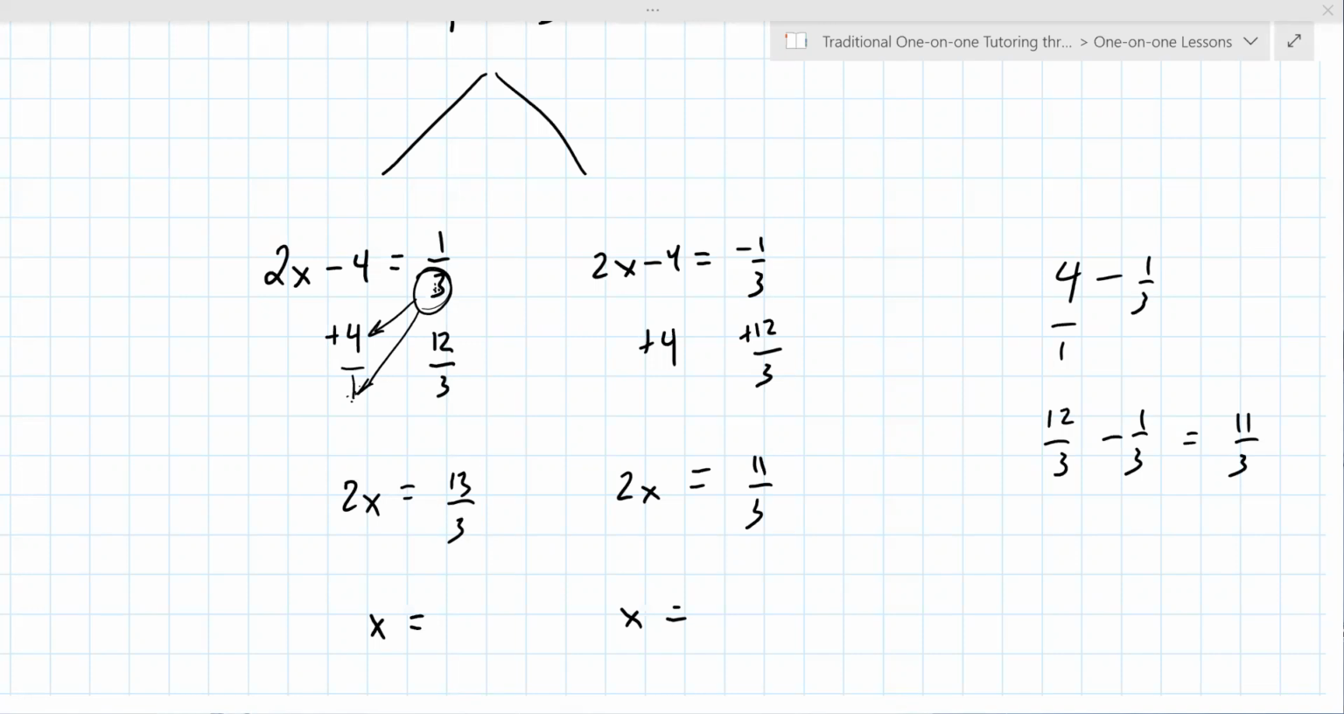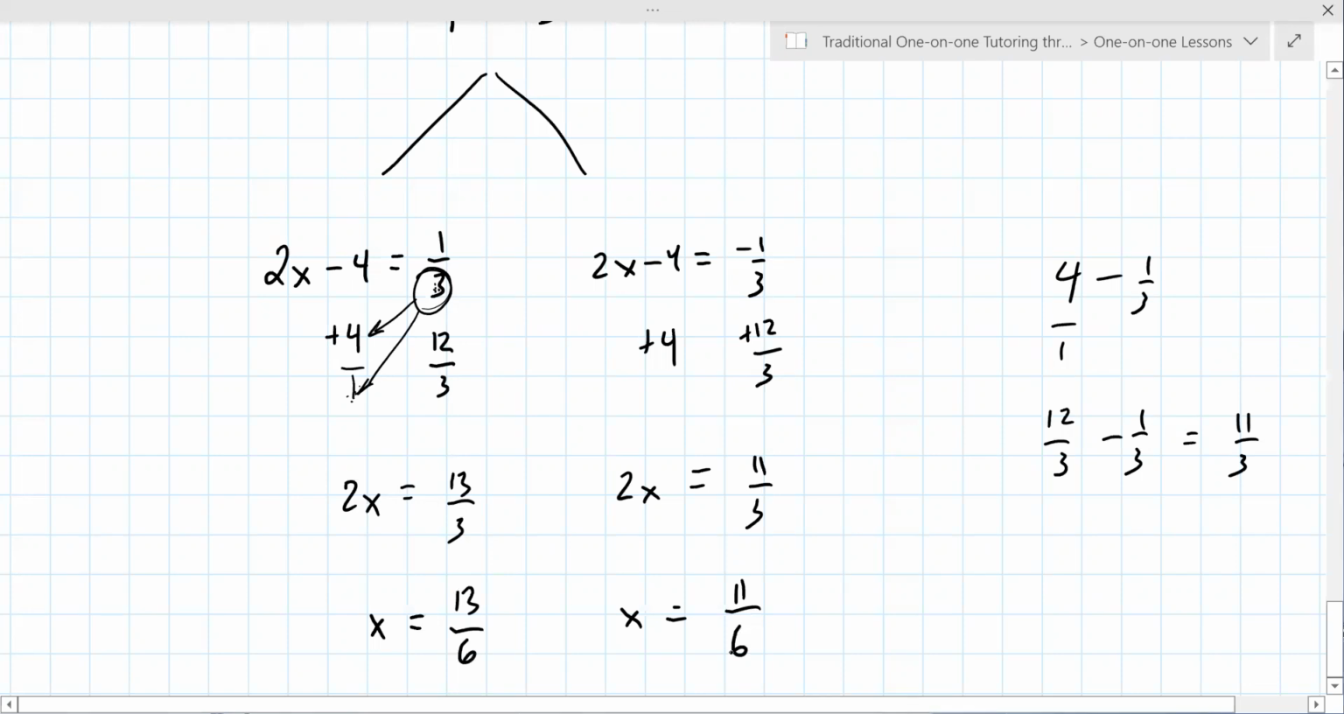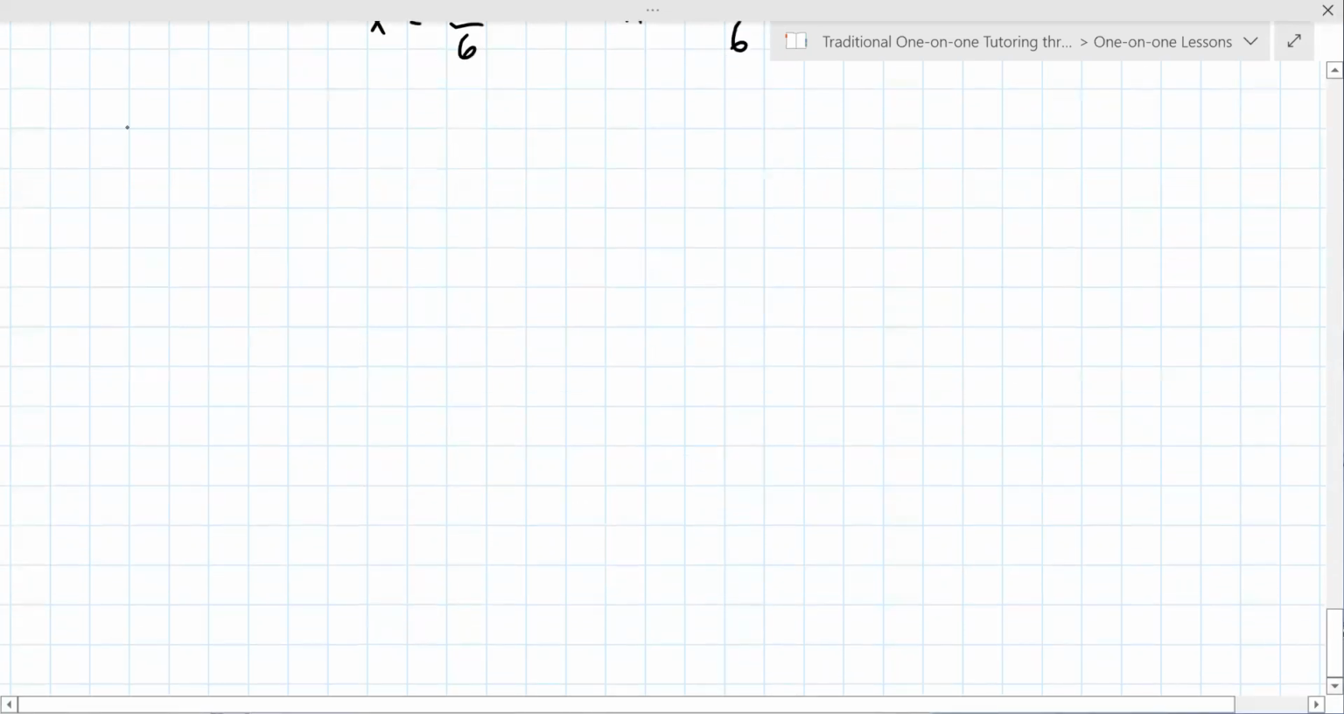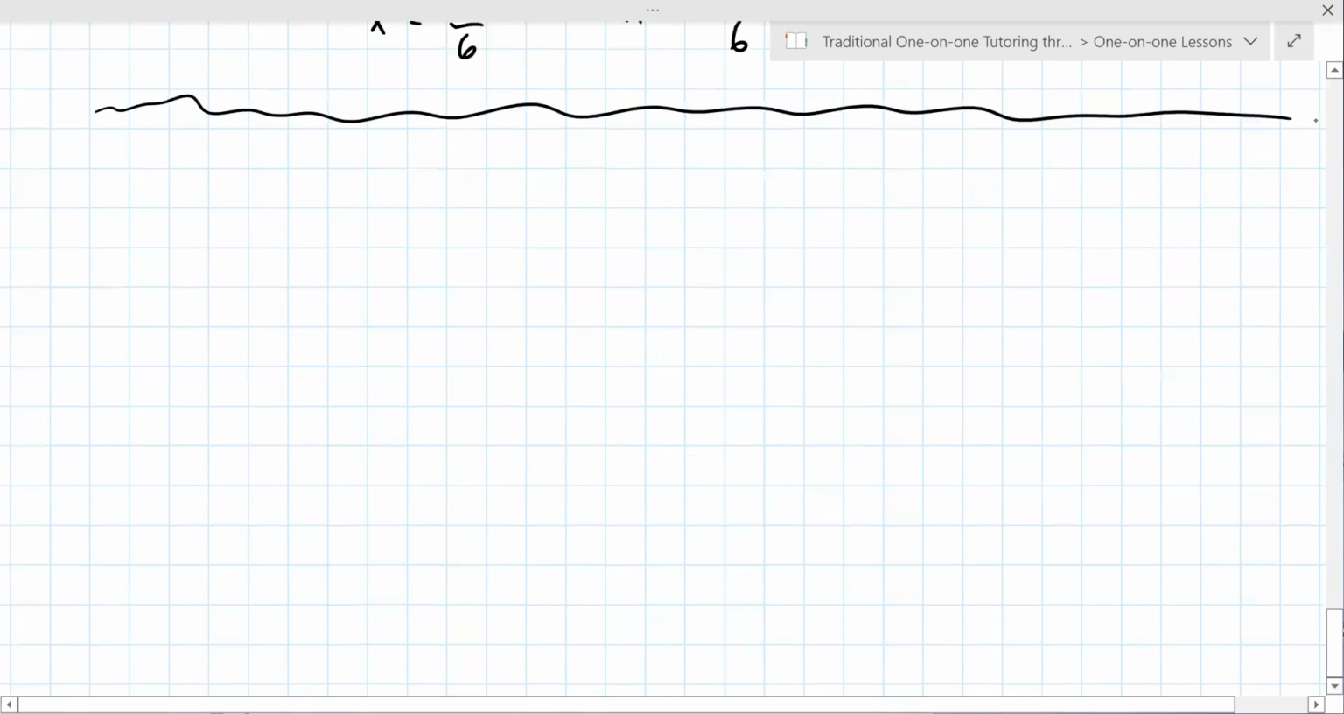13 over 6 and 11 over 6. Yes, perfect. Okay, so let's see if you can do a bit more on this. Here we go. Absolute value of -4x minus 8 equals 1/7. What is the first step to solving this?